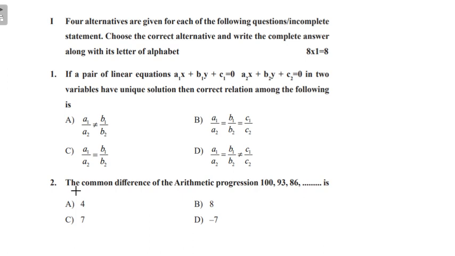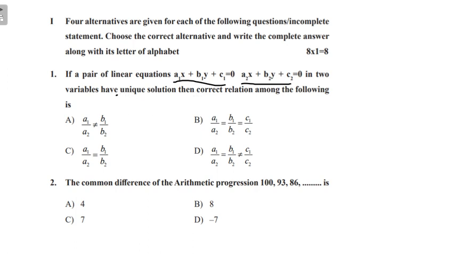So the first question is, if a pair of linear equations a1x + b1y + c1 = 0 and a2x + b2y + c2 = 0 in two variables have a unique solution, then their correct relationship among the following is. So now here these are the two linear equations. Whenever we want to compare the two equations, you have three different conditions. One is they will have a unique solution. The other one is they will have no solution. And the last one is they have many solutions.